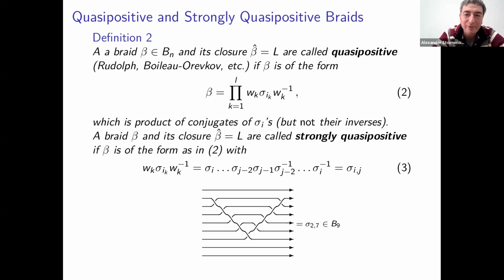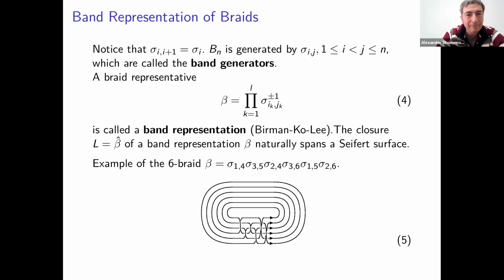Okay, so the band generator sigma ij is the generator which connects strands i with j as a positive band. And when j is i+1, then you get simply the ordinary Artin generator. So in this example, this is the band which connects strands 2 and 7, where I remind you that I count the strands from top to bottom. So this is the band generator sigma 2,7 in B9.